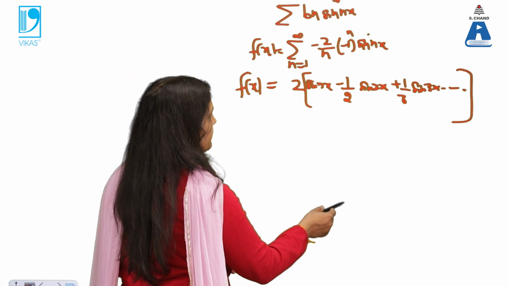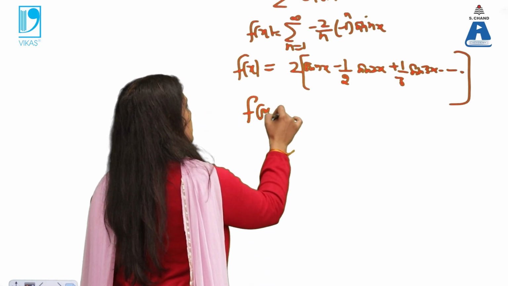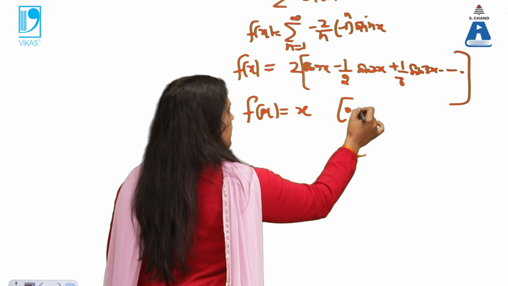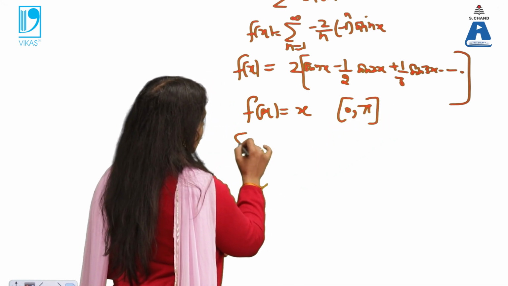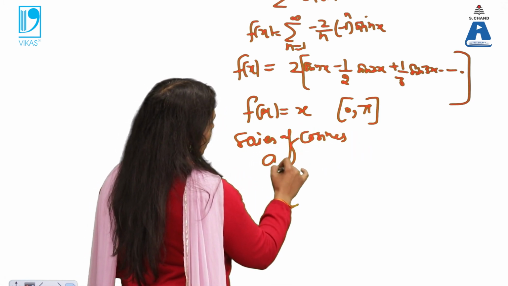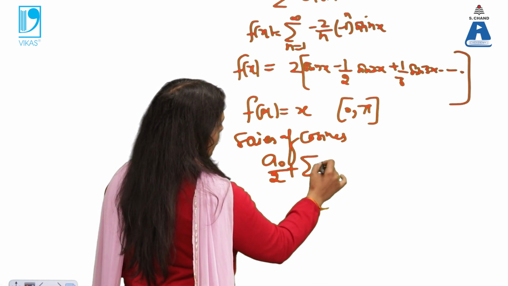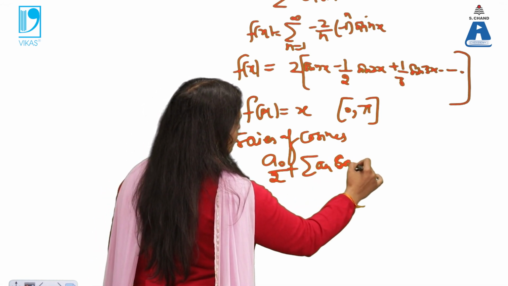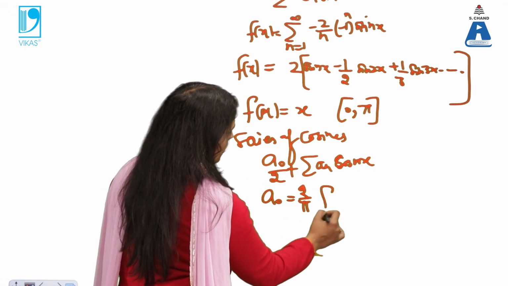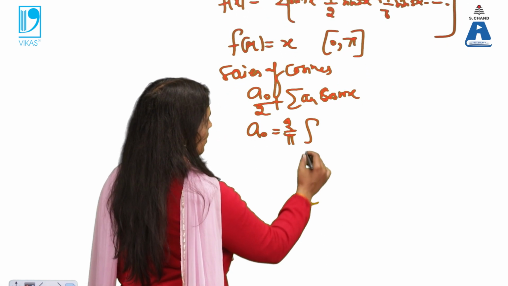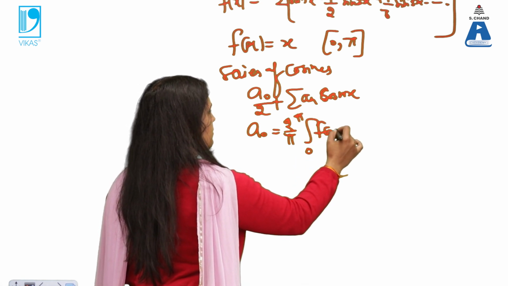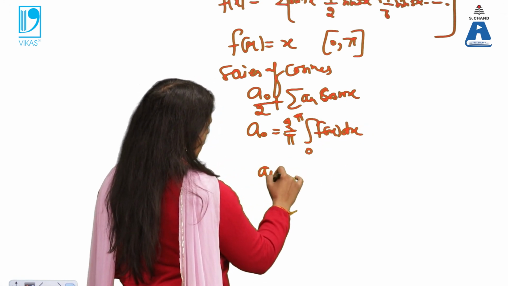Now I am calculating the series of cosines for the same function. So my f(x) was |x|, but it will be x only in the interval 0 to pi, and for the series of cosines, a naught I will calculate and an I will calculate. A naught will be 2 by pi. In all three formulas you can see the factor is twice because of the even odd concept, and this is my a naught, this is my an.